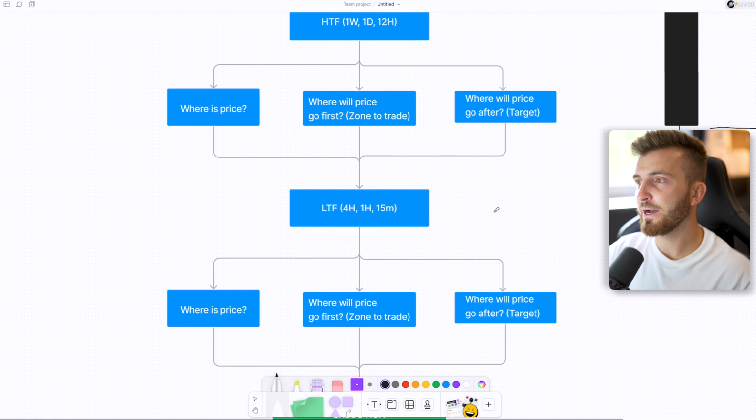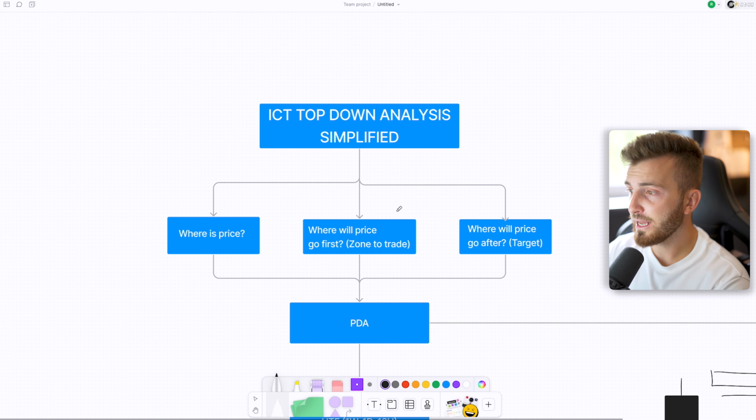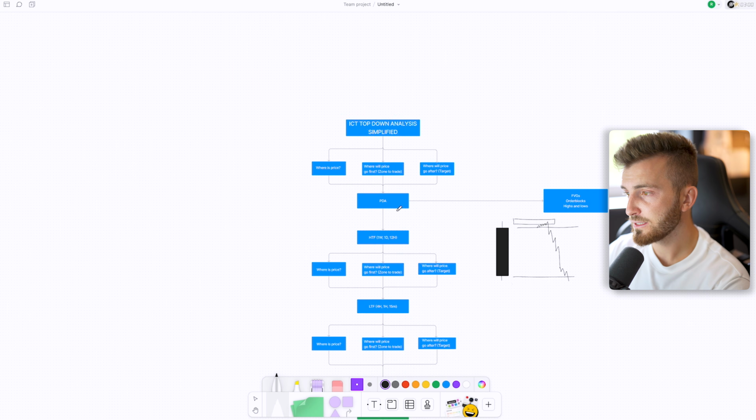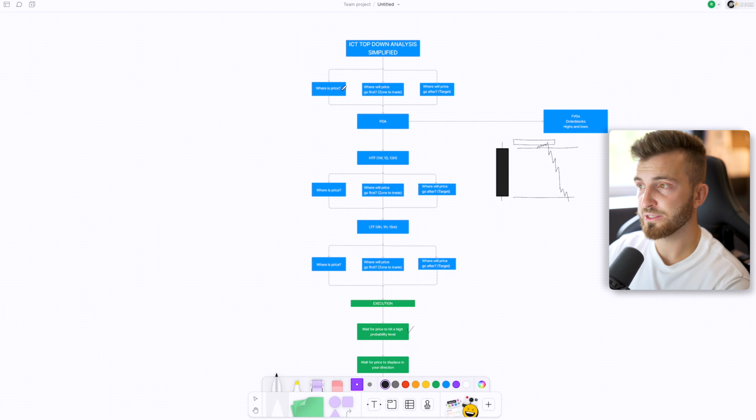And that is how I simplify ICT top-down analysis. Again, you notice that all of this is just focused on 3 questions: where price is currently, where will price go first, so what zone I want to trade, and what will price target after. Those are the only questions that I have, because like that, I can have a very consistent framework that I can apply day in and day out.